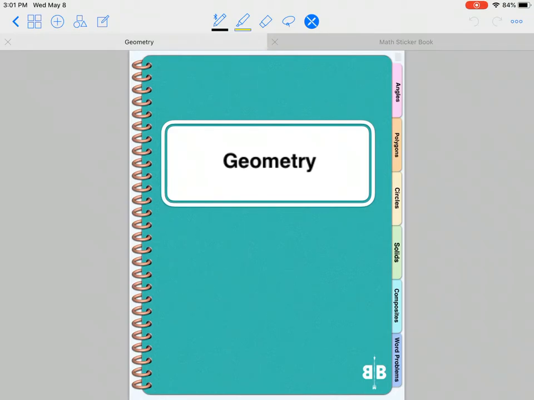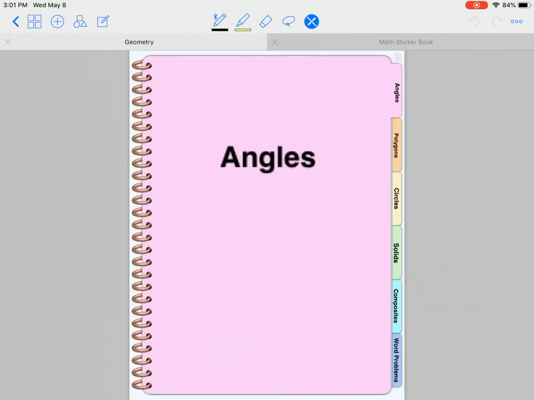So we're going to start Module 1, which is the Angles module. So let's click on that. Before I move forward, I want to remind you, please, to look at the spelling of this word.